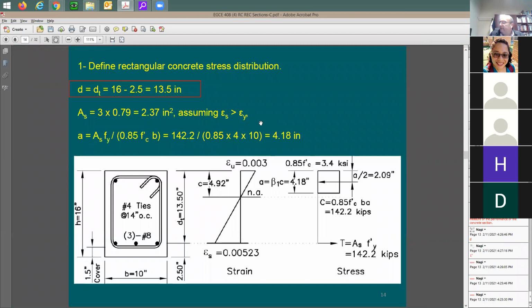You're good? Any questions? Yes? No? Good so far. Okay, good. How about the cross-section area? It says here 3 number 8, right?